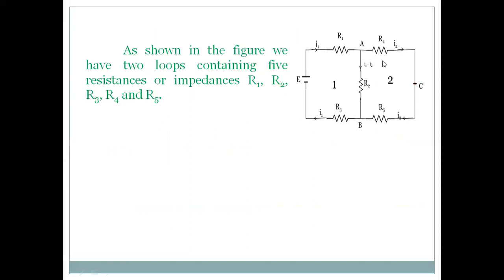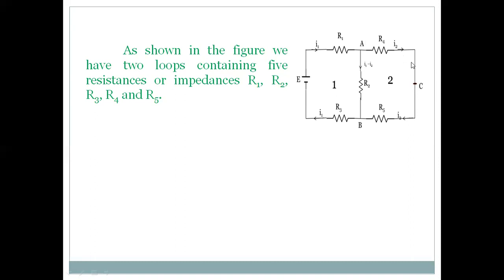There is no current source in mesh 2. Due to the current source, the current I1 passes through the resistance R1, and I2 passes through the resistance R4, because it is a junction in which the current I1 is split into 2 parts. One part is I2, which passes through the resistance R4, and the remaining current I1 minus I2 passes through the resistance R2.